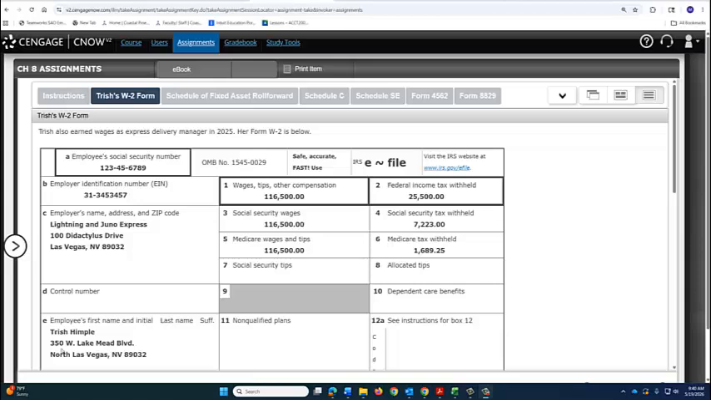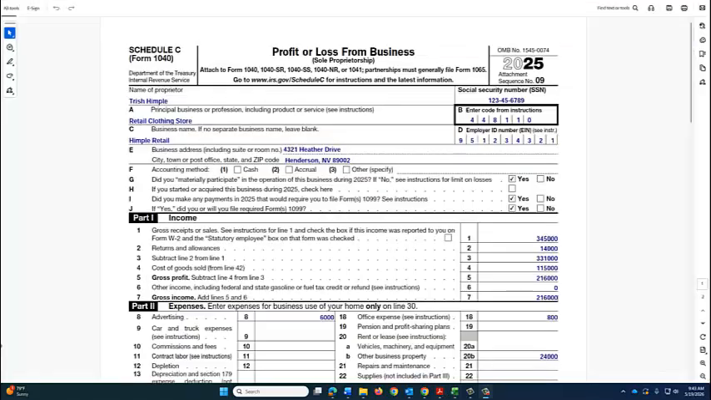I'm going to start with Schedule C. You'll see that I've already entered the information that was provided in the instructions just to save some time. We've got Trish's name and social security number at the top, her business profession, and the code from the instructions that best identifies her business or profession.